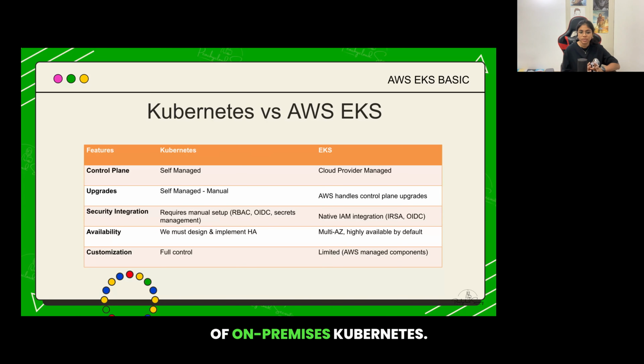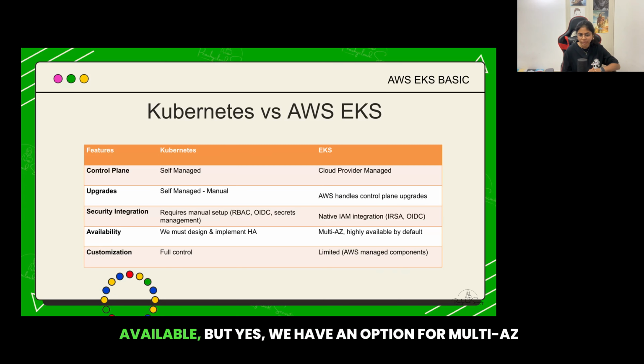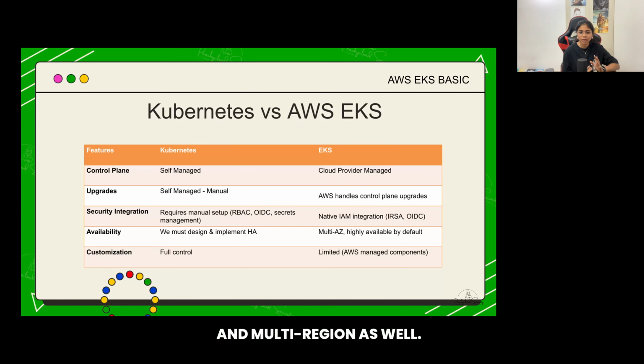in case of an on-premises Kubernetes. In cloud, generally, it is by default highly available, but yes, we have an option for multi-AZ and multi-region as well.